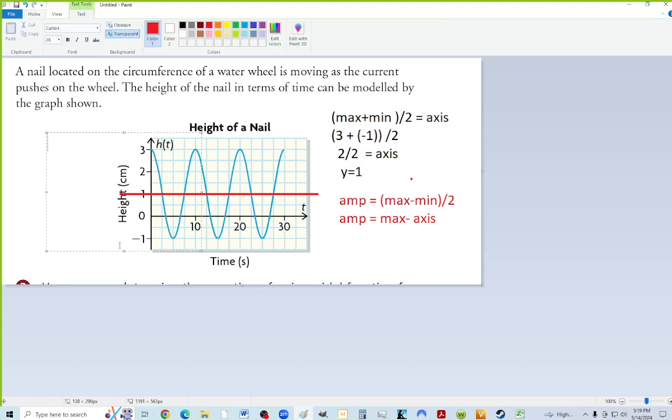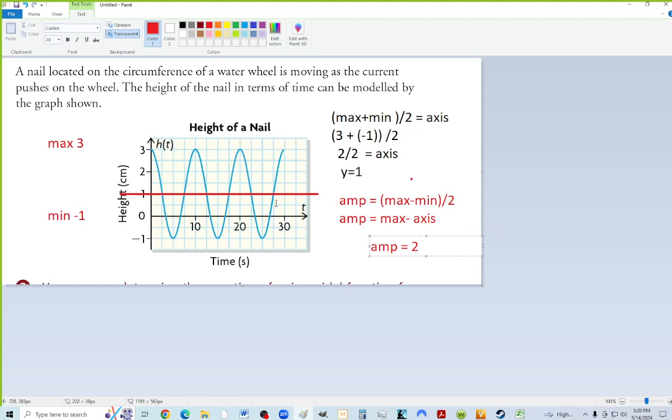What's the max? It's 3. The max is 3. What's the min? -1. Right. So we have a lot of information. You can use either formula. Which do you want to use? Max minus axis? The axis is 1. Yes. Okay, so if we're going to use the second one, the max is 3. The axis is 1. So 3 minus 1 is 2. So the amplitude is 2.